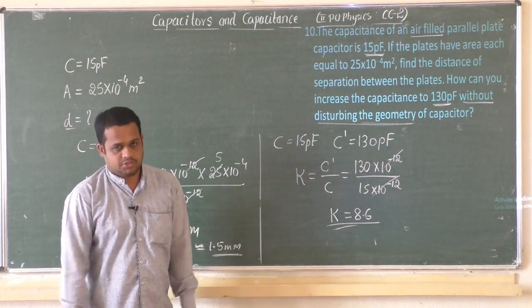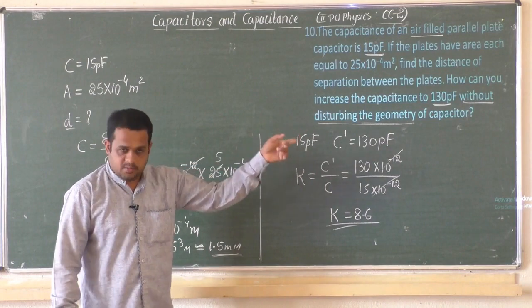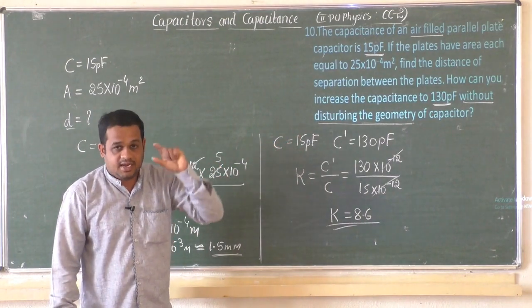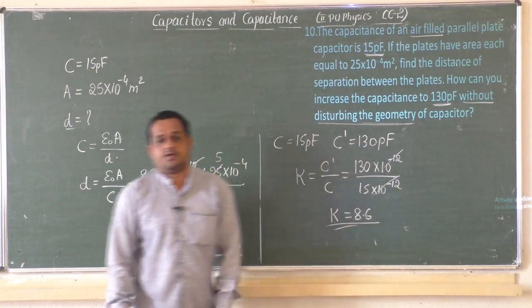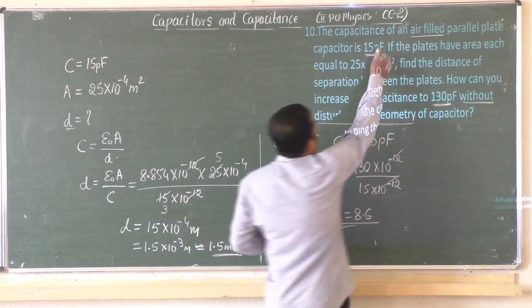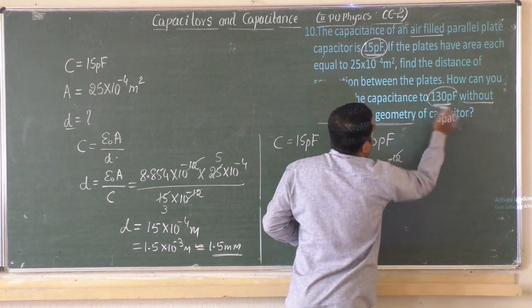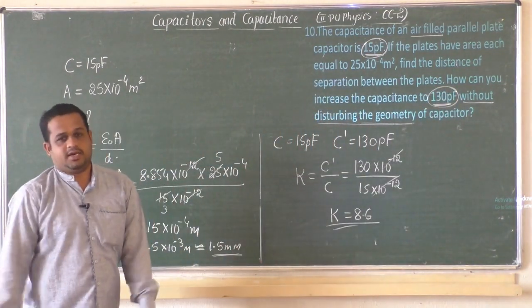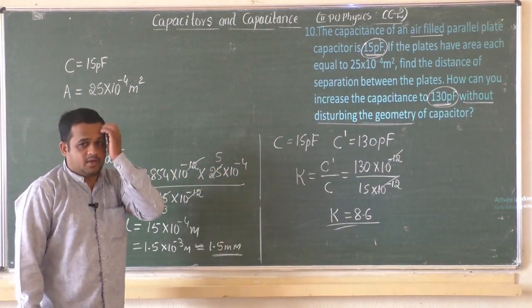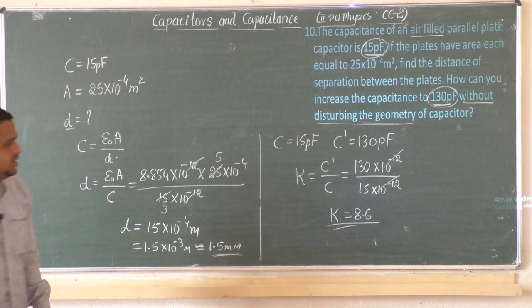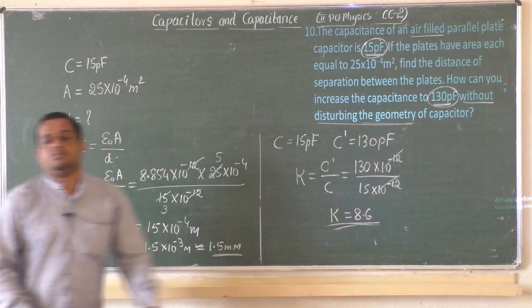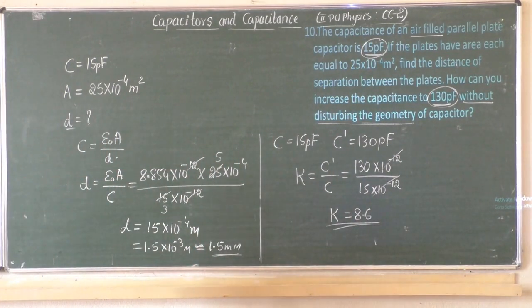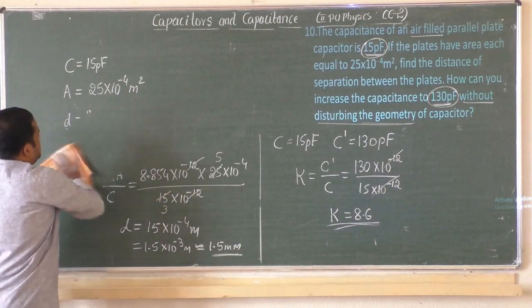That is the conclusion. Without changing the geometry, if you introduce a dielectric medium of dielectric constant 8.6 between the plates of the capacitor, then its capacitance increases from 15 picofarad to 130 picofarad. So this is the answer for the second one. Just write a conclusion: capacitance can be increased by introducing a dielectric medium of dielectric constant 8.6.